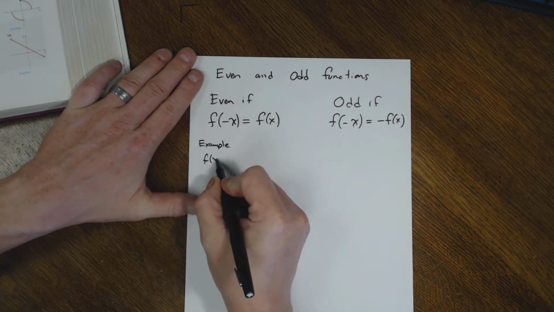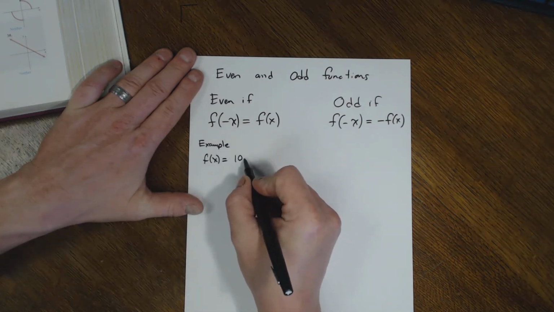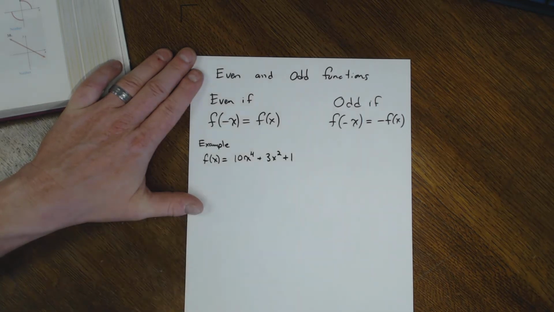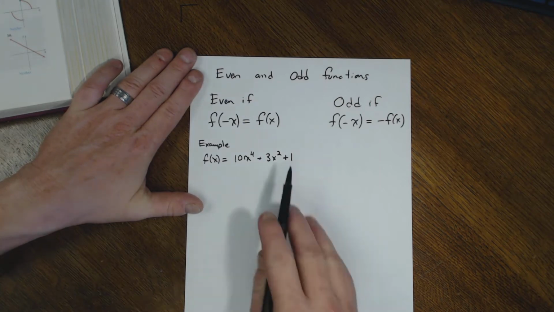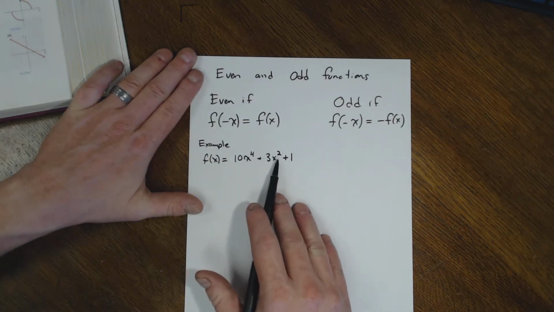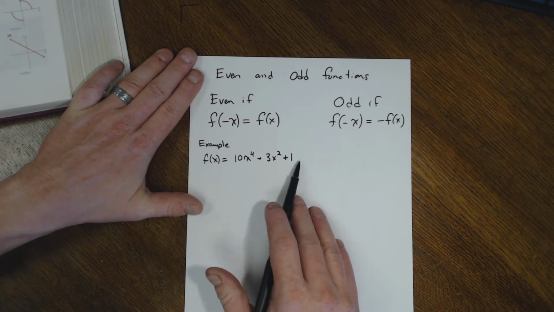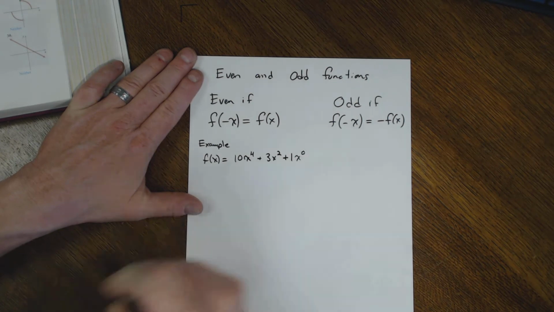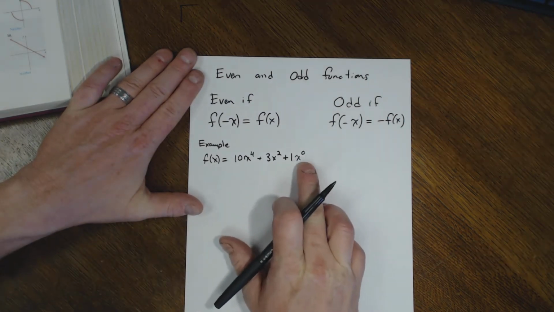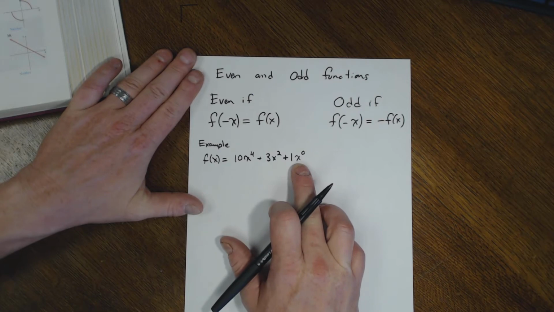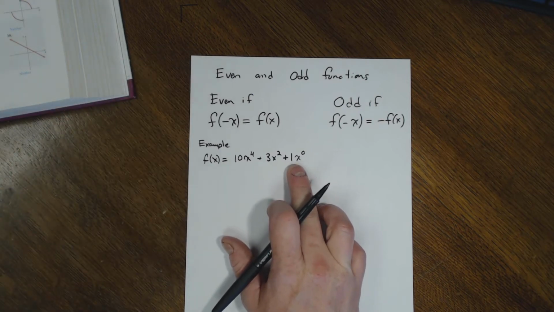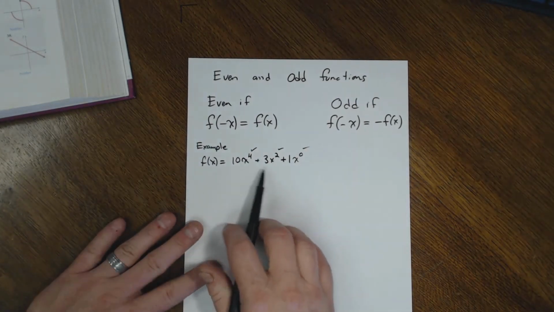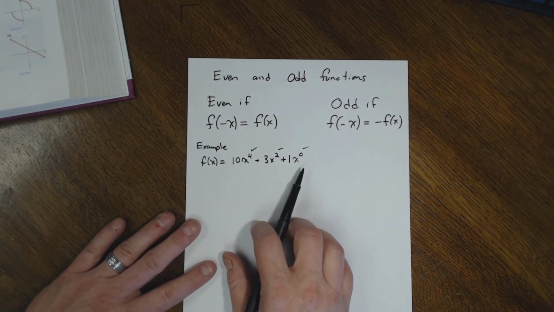if I had f of x is equal to 10x to the fourth plus 3x squared plus 1, I would say that this is an even function. I have an even number here. I have an even number here for my degree. But then I don't really know what's happening right here. However, I could write x to the 0 power and not change anything, because anytime something is raised to the 0 power, it is equal to 1, so it makes no change. All of these powers are even. So we can just look at a function to decide if it's even or not.